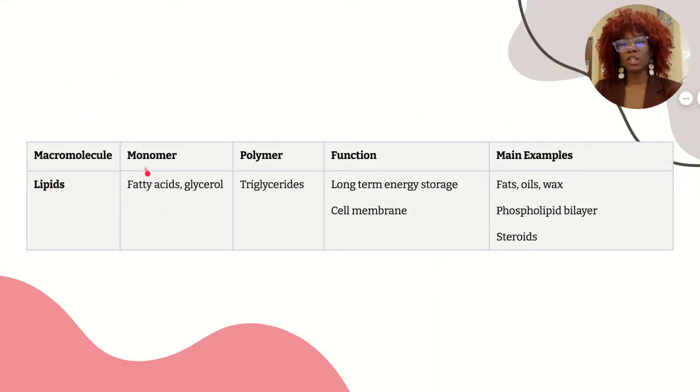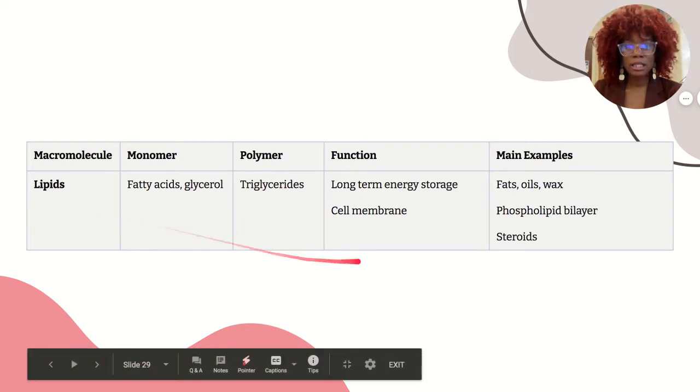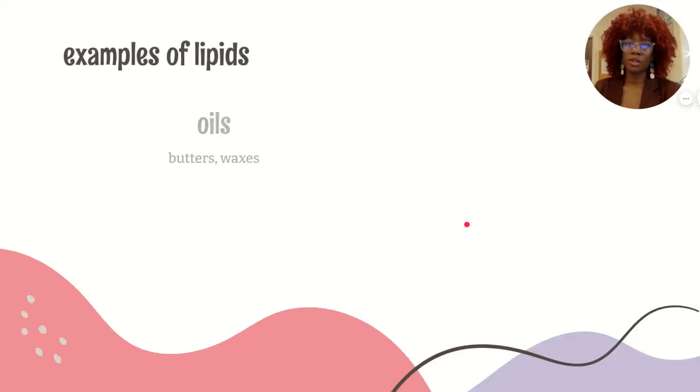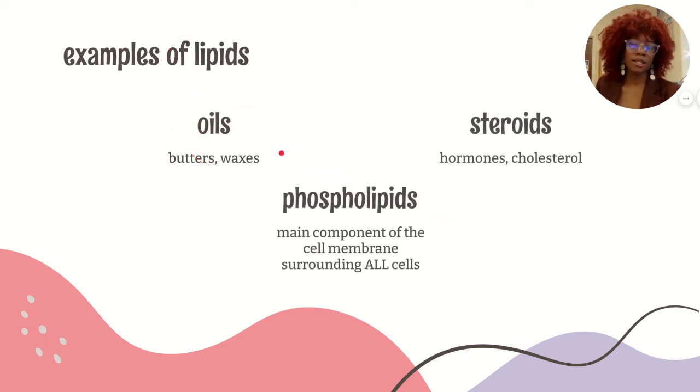So the lipid monomers are fatty acids or sometimes glycerol. Their polymers are triglycerides. Notice that glyc should tell you lipids. Again, they're used for long-term energy storage, and that makes sense because fats are on your body for a long time and store a lot of energy. Then for the cell membrane, we'll talk about phospholipids on the next slide. Examples of lipids: oils, butters, waxes, that's the main thing you should think of. Also steroid hormones, such as cholesterol, and the infamous phospholipids, which are the main component of the cell membrane.